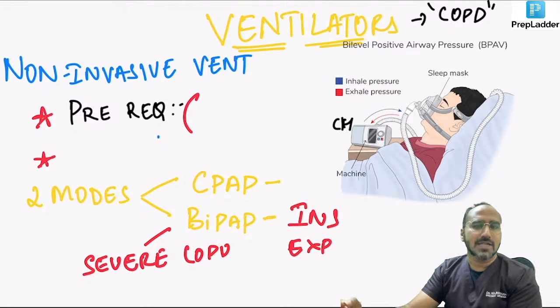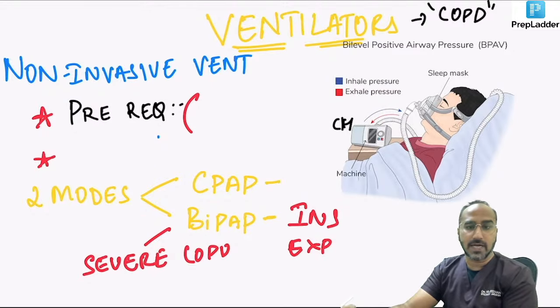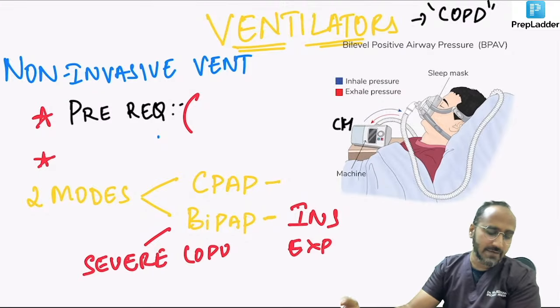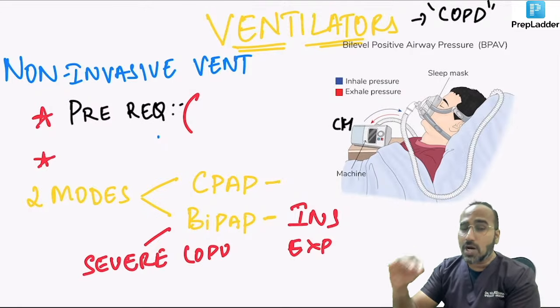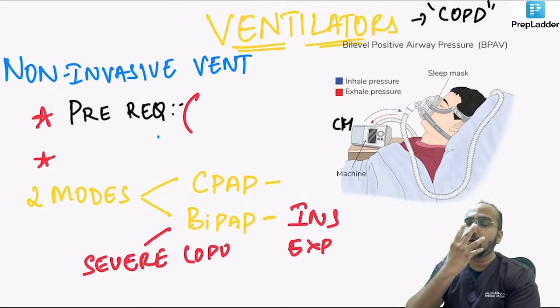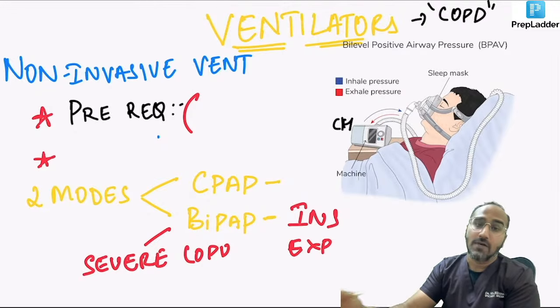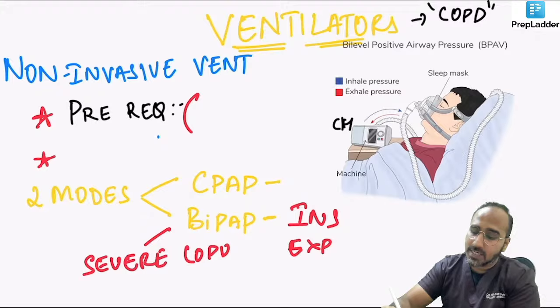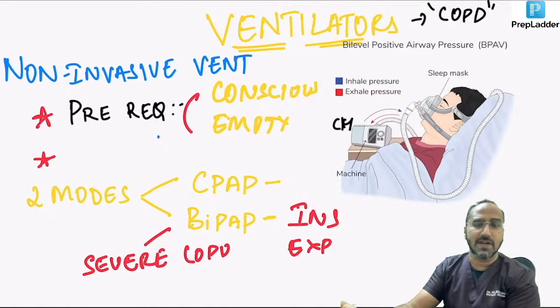In ventilators, guys, there are two kinds: one is non-invasive, the other is invasive ventilator. Just look over here, guys. Non-invasive meaning what? You are not invading and going inside the trachea. You're just giving the ventilation through the mask. What is the prerequisite for non-invasive ventilator? The patient should be conscious and the patient should have an empty stomach. Then only non-invasive ventilator will work.